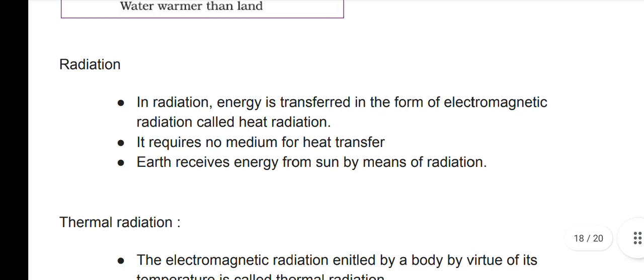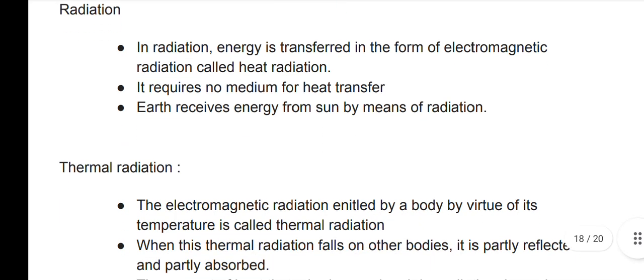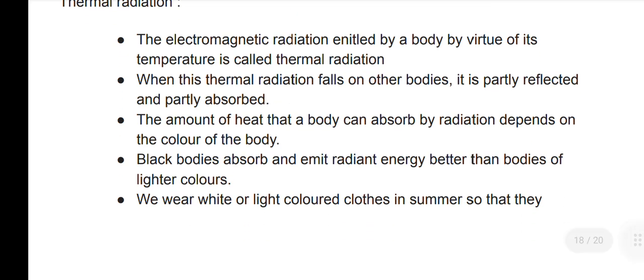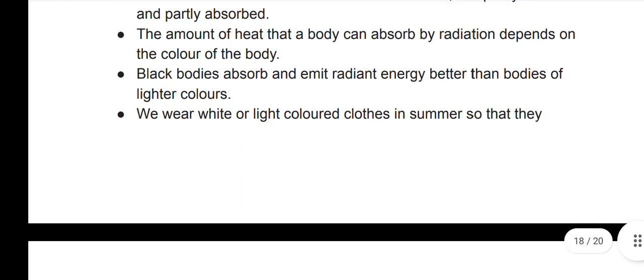Radiation. In radiation, energy is transferred in the form of electromagnetic radiation called heat radiation. It requires no medium for heat transfer. Earth receives energy from the sun by means of radiation. Thermal radiation. The electromagnetic radiation emitted by a body by virtue of its temperature is called thermal radiation. When this thermal radiation falls on other bodies, it is partly reflected and partly absorbed. The amount of heat that a body can absorb by radiation depends on the color of the body. Black bodies absorb and emit radiant energy better than bodies of lighter colors.